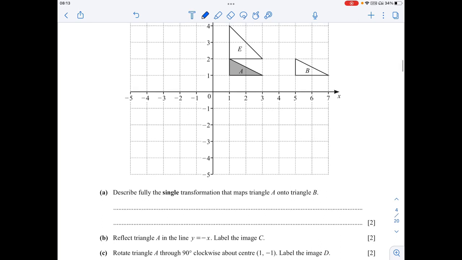Describe fully the single transformation that maps A onto B. Purely you can see that it is a translation because it is sliding. Now how much? 1, 2, 3, 4. 4 on the x-axis and 0 on the y-axis. 2 points, 2 marks. Okay.